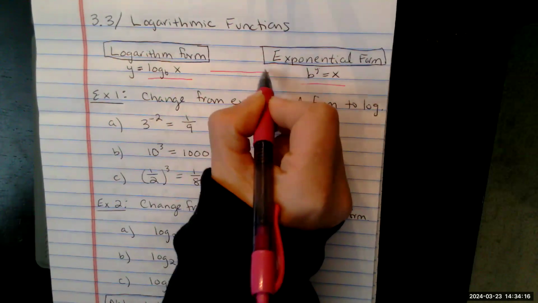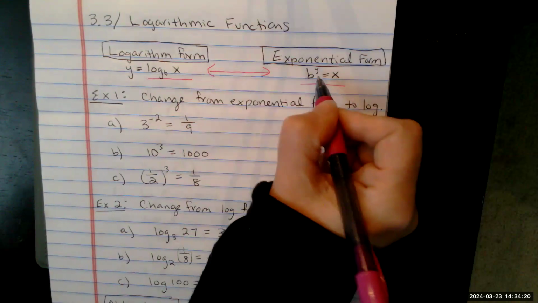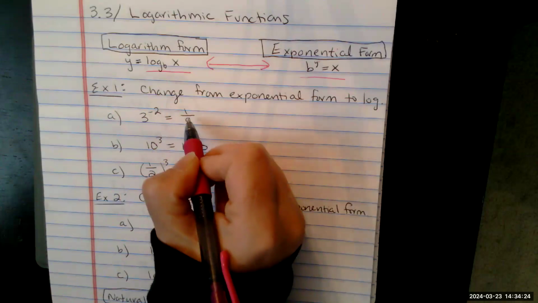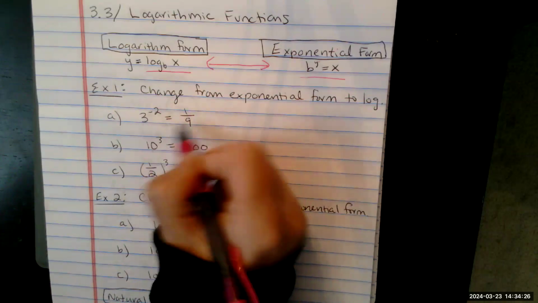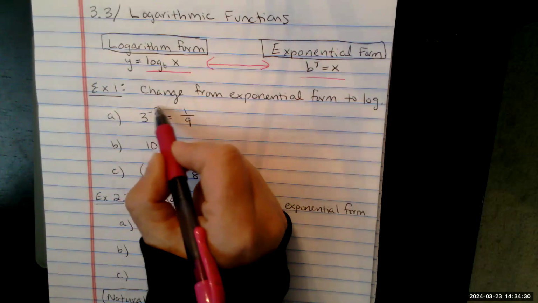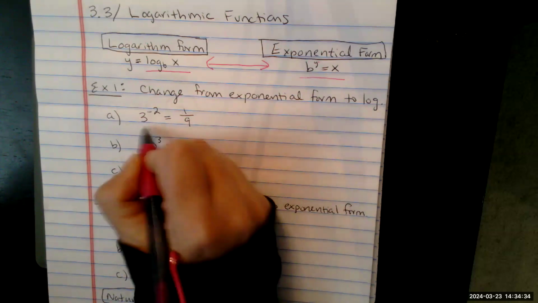So when you see log base b of x, it really means b to what power is x. So the first skill is getting used to going back and forth between these two models. Okay, so 3 to the negative 2 is 1 over 9. Hopefully, we're all comfortable that that is true because the negative 2 takes it to the bottom and then you have to square it.